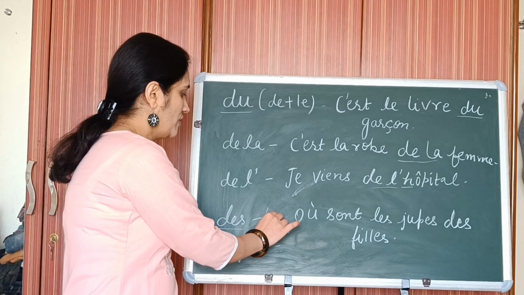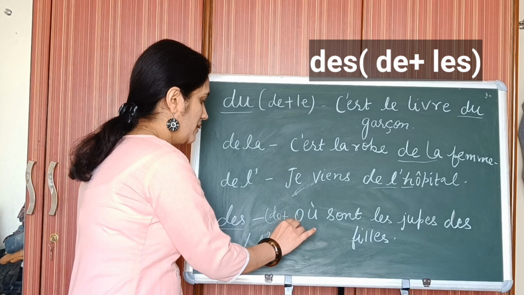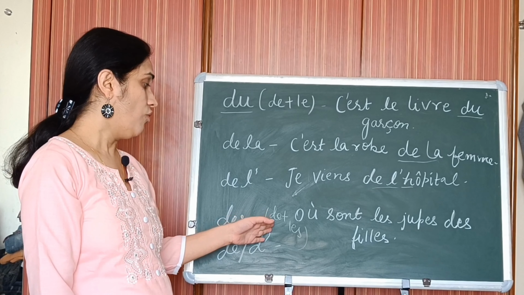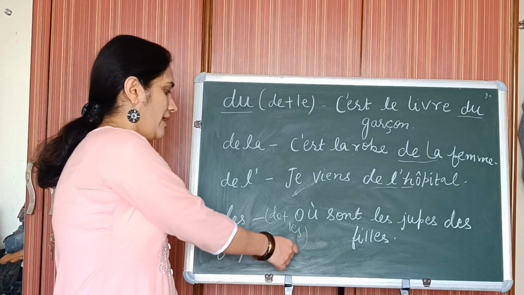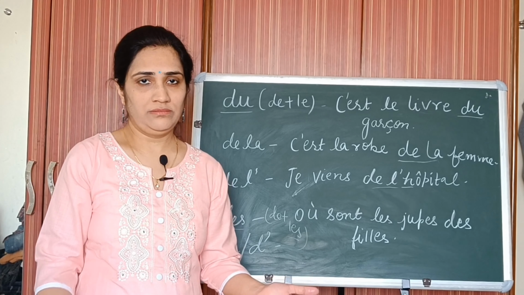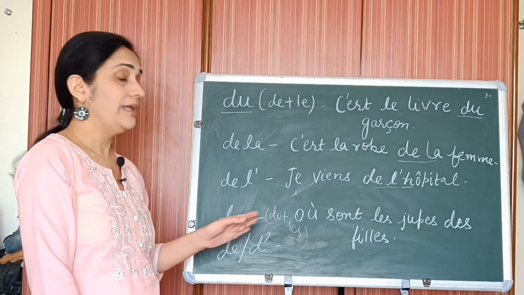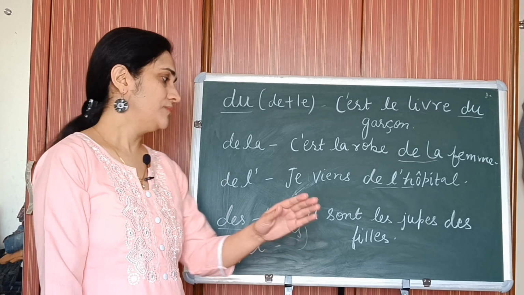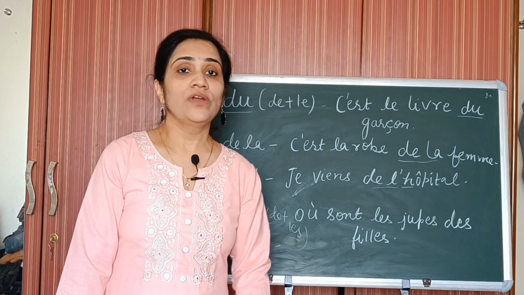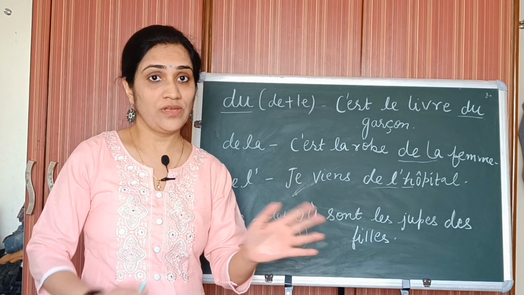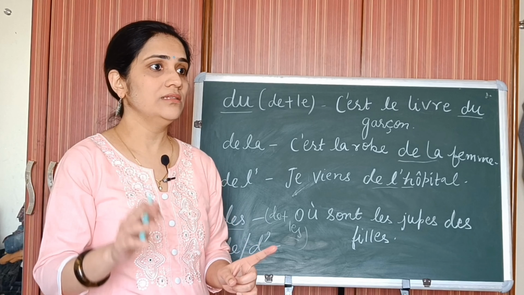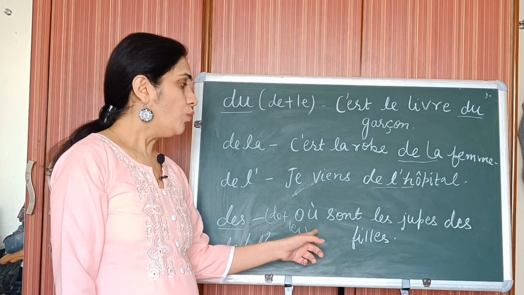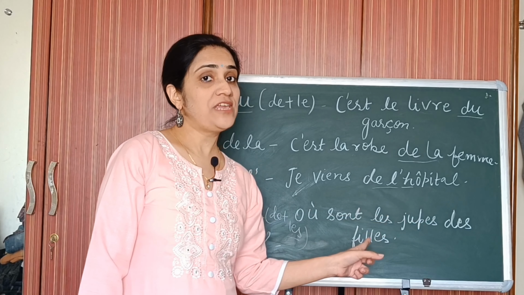Now the next category is des. To split this word we can do de plus les, which means of the, from the again, and this les of the plural suggests that we have to use this des with masculine and feminine nouns which are plural in form. So the sentence goes, where are the skirts of the girls? Here the girls is in the plural. So the sentence: où sont les jupes des filles?